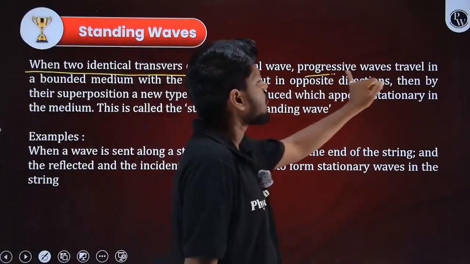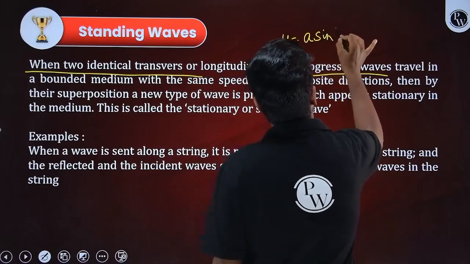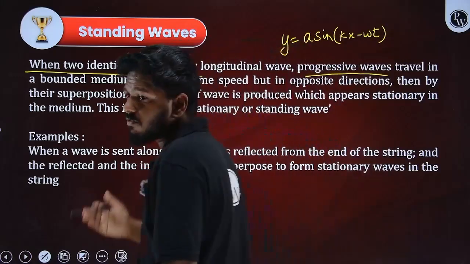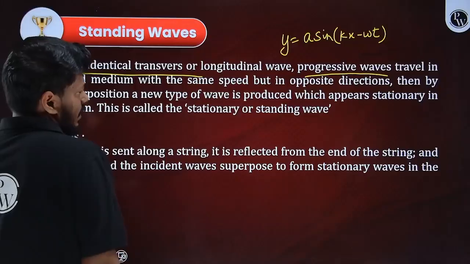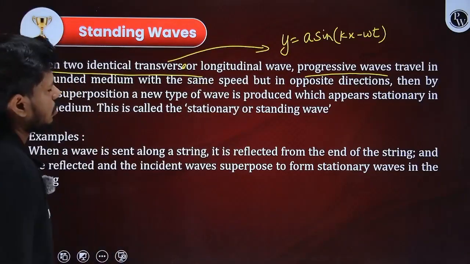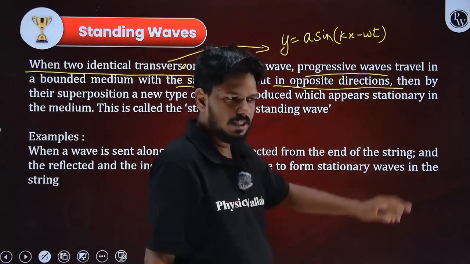So a progressive wave, generally how can I write it? Progressive wave is equal to A sine of (kx minus omega t). This is my equation of a progressive wave. This wave is progressing in the x axis, displacement is in the y axis. So this is the equation of a transverse wave. In a bound medium with the same speed, they are moving in opposite directions.